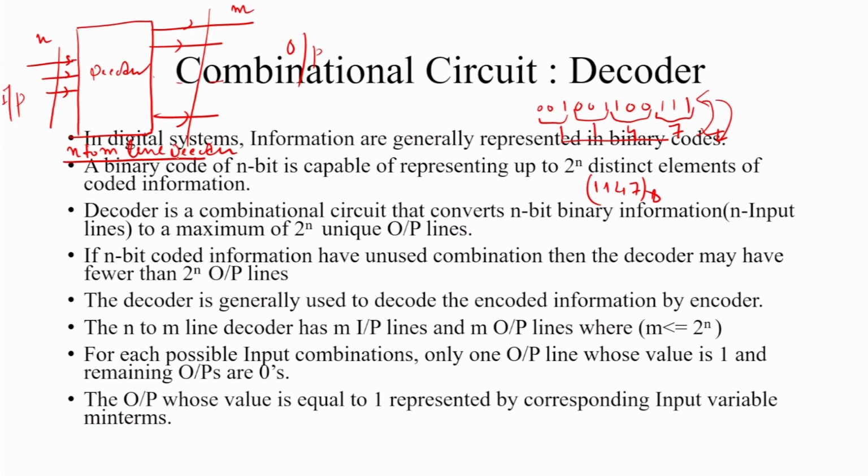What is the value of m? The value of m is less than or equal to 2 to the power n. This means n input lines are decoded into a maximum of 2 to the power n output lines. Fewer outputs are also possible, like when we talk about a BCD to decimal decoder.